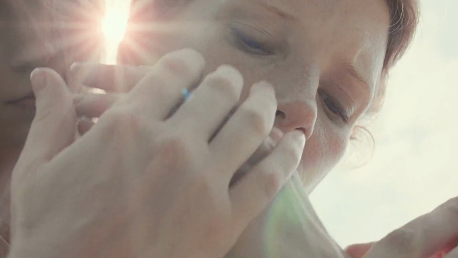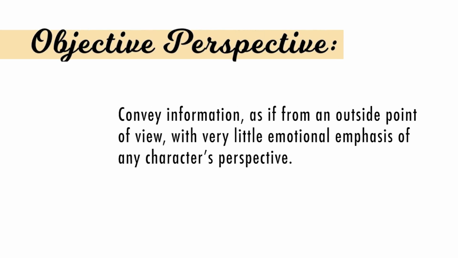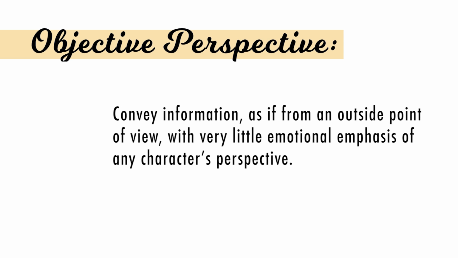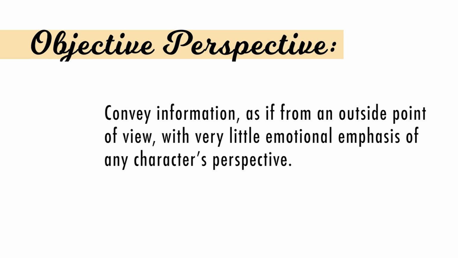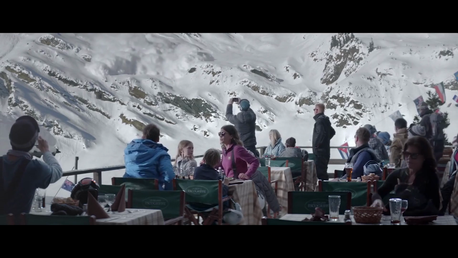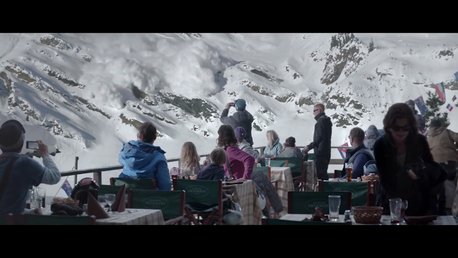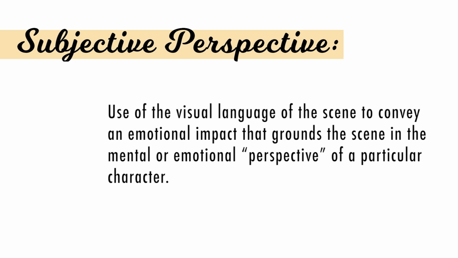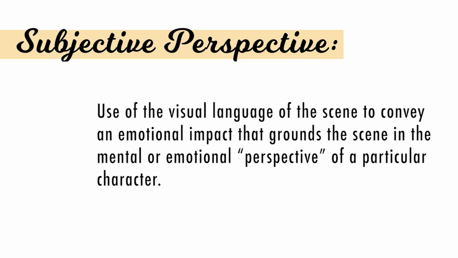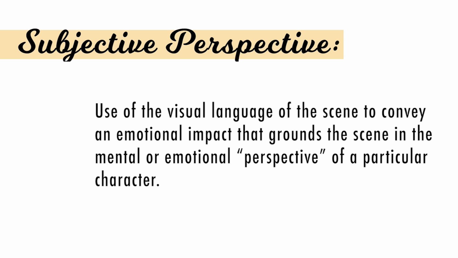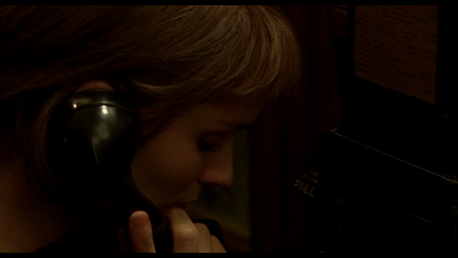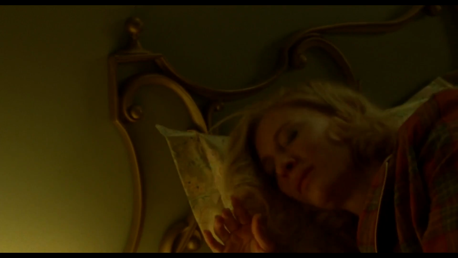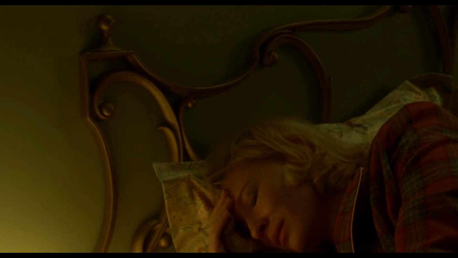In the briefest of definitions, an objective perspective is the use of cinema's visual language just to convey information, as if from an outside point of view, with very little emotional emphasis on any character's perspective. A subjective perspective, instead, tries to convey an emotional impact that grounds the scene in the mental or emotional perspective of a particular character. So what does this mean in practice?